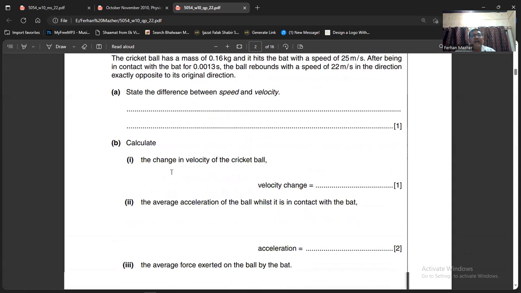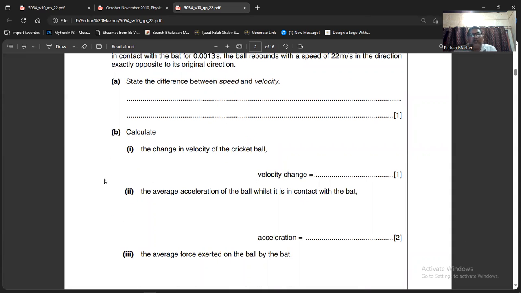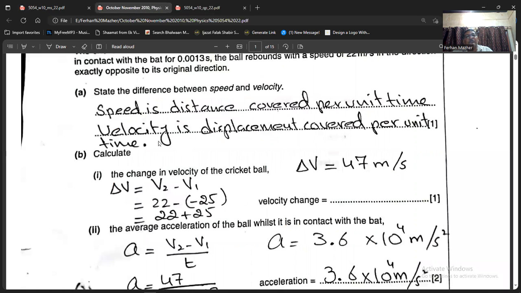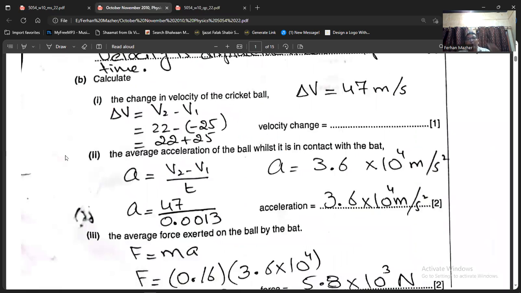Okay. Then he says, calculate the change in the velocity of the cricket ball. The initial velocity of the ball is 25 meters per second. The final velocity of the cricket ball is 22 meters per second, but both the velocities are in opposite directions. If you suppose that 25 meters per second, where the ball is coming towards the bat, is positive, then the 22 meters per second, when the ball is going away from the bat, will be negative. Or you can do it the other way around, and suppose that 25 is negative and 22 is positive. We have to tell what the change in the velocity is.